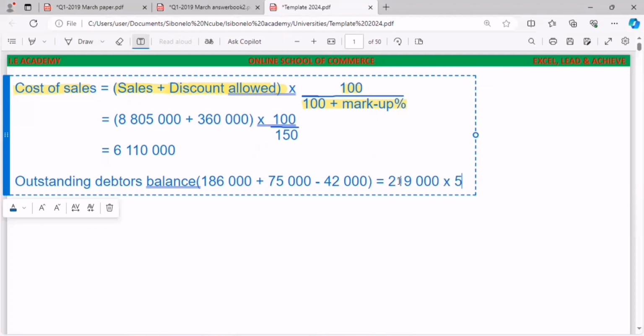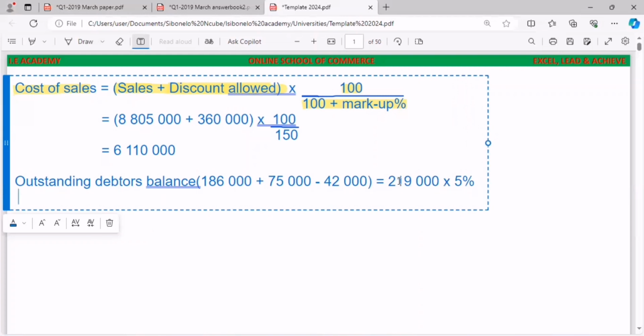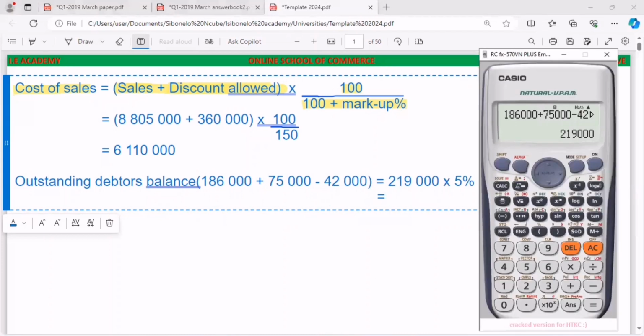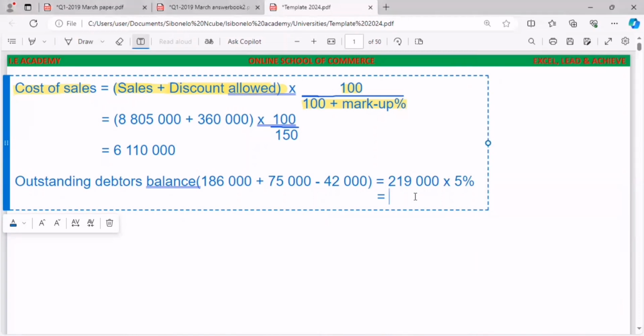So we multiply this by 5%. Then we're gonna have the adjusted provision. So 219 times 5%. So now the adjusted provision is 10,950. So this is the adjusted provision. So this is the amount that we are now assuming that we will not receive from our debtors.